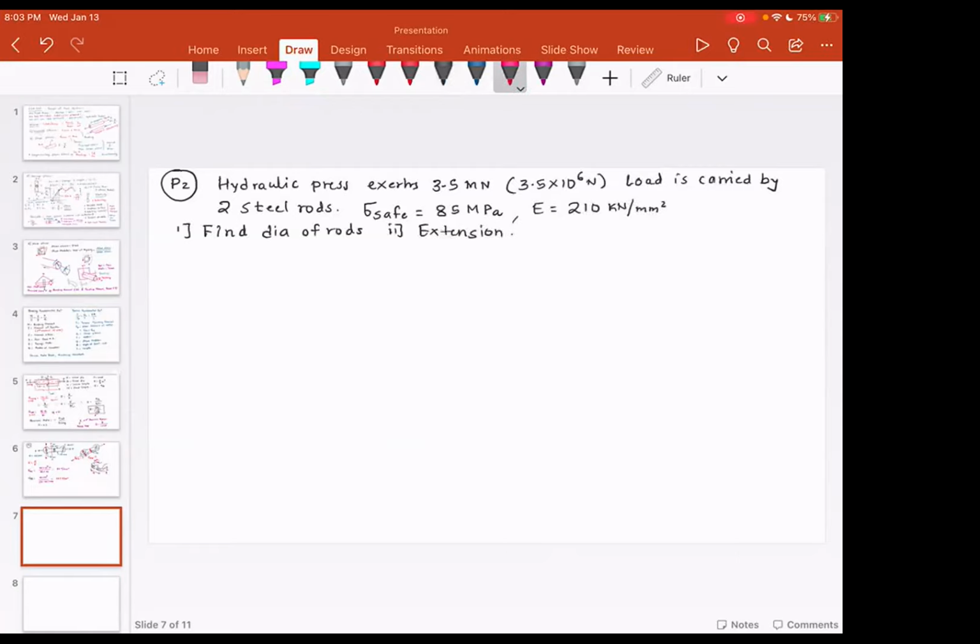I want you to think about this problem. What you have is a hydraulic press. Think about it like I'm going to show a hydraulic press. And this is the hydraulic press. There are actually two identical rods that are taking the load of this hydraulic press. Think about it like this piston is coming down. So this is the piston, and this is exerting 3.5 meganewton.